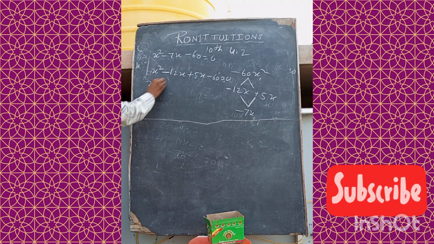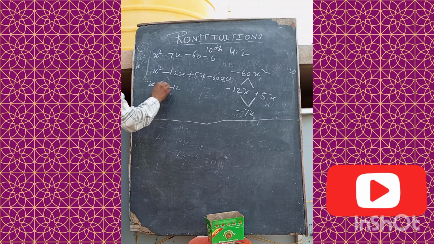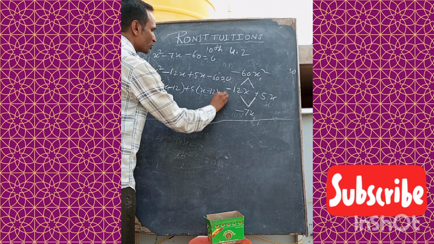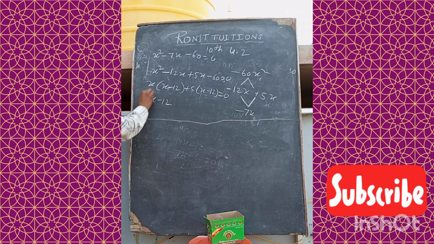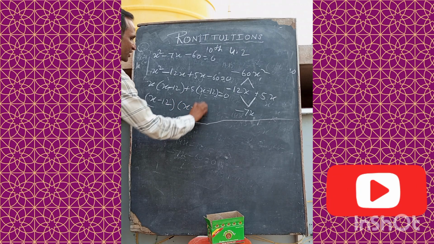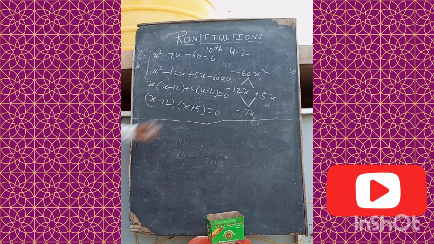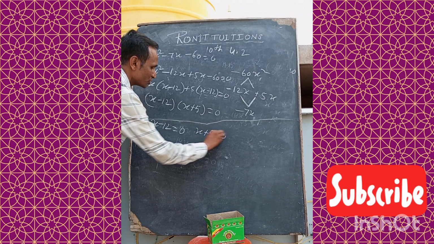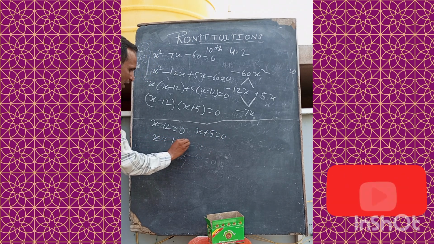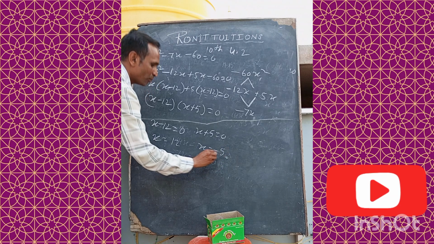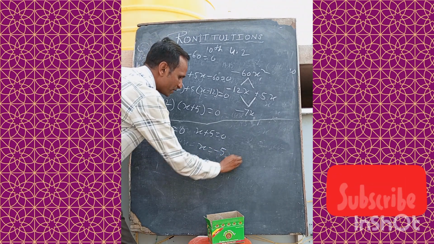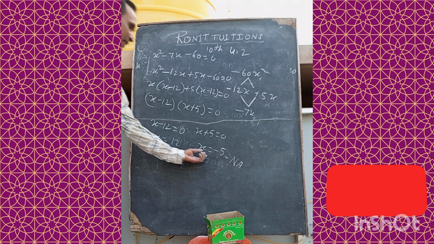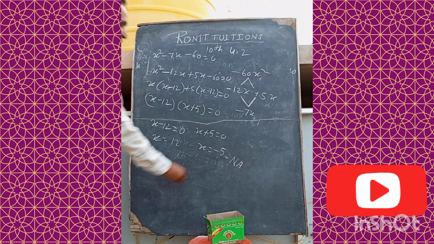Taking x common, x into x minus 12, plus 5 common, x minus 12, is equal to 0. Taking x minus 12 as the common factor, the remaining is x plus 5 is equal to 0. Either x minus 12 is equal to 0 or x plus 5 is equal to 0. So x is equal to 12, or x is equal to minus 5. Minus 5 is not applicable, because length, breadth or distance cannot be negative.